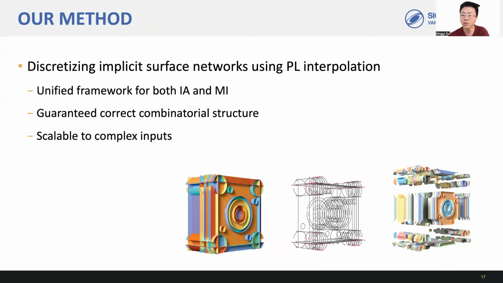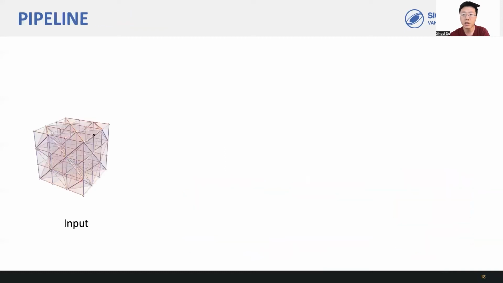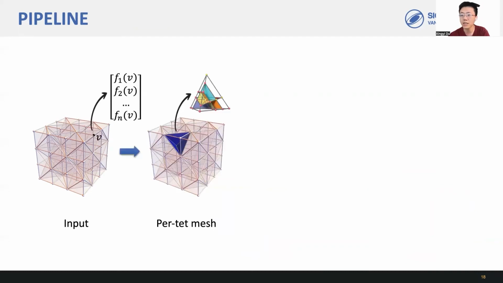We adopt a unified approach for computing both the implicit arrangement and the material interface. Our algorithm guarantees to produce the correct combinatorial structure of these surface networks and can efficiently handle complex inputs containing dozens of functions. Our input is a tetrahedron grid, and each grid vertex is associated with a vector of function values. The core of our algorithm extracts the implicit surface network within each tetrahedron as a polygonal mesh.